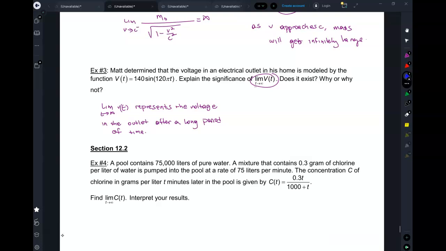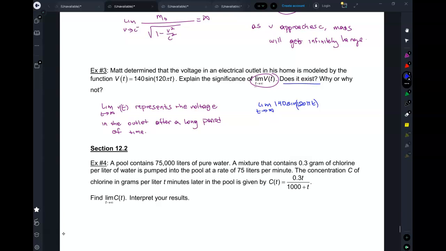Okay. So does this limit exist? Why or why not? Let's see if it does exist. So the limit as t approaches infinity of this function. What is this function? 140, that's the amplitude, sine 120 pi t. How do we find the period? 2 pi over b. So this is some sinusoidal function.